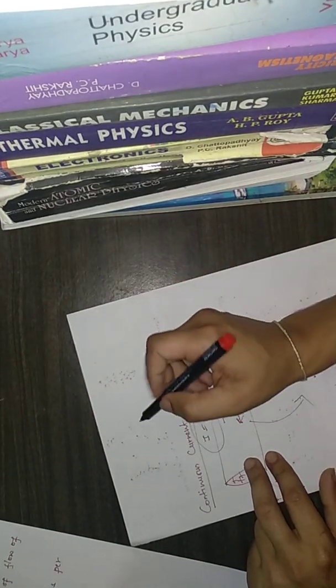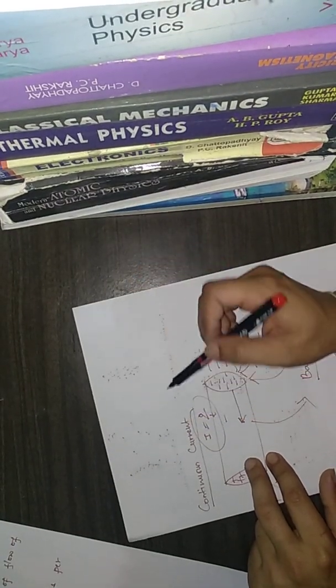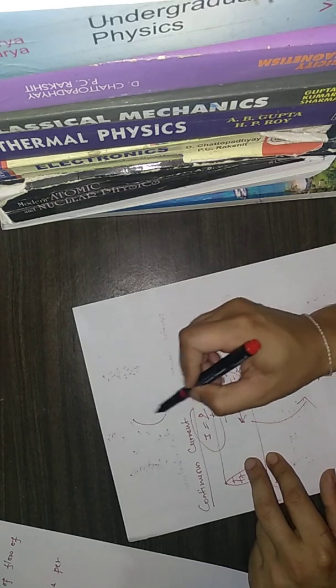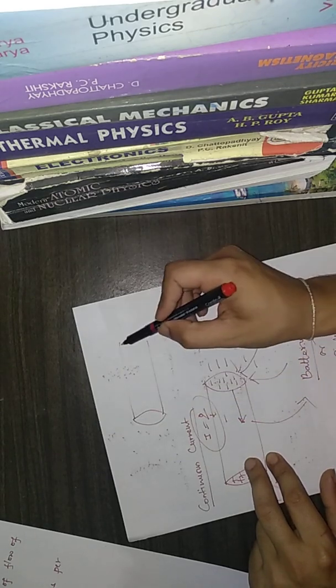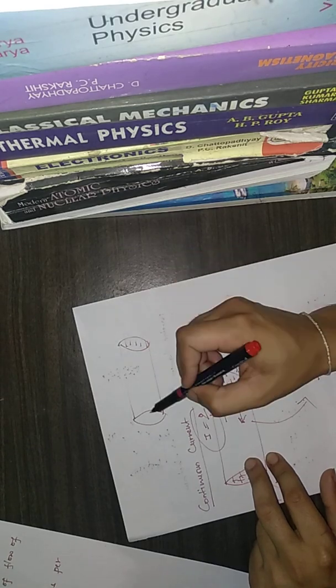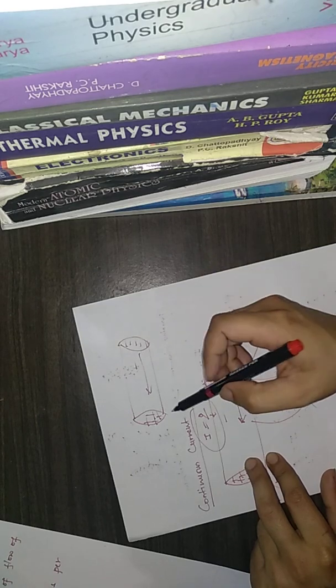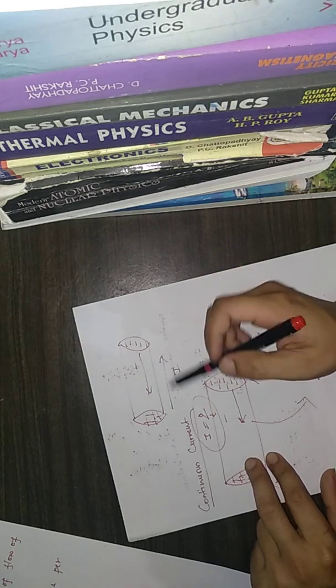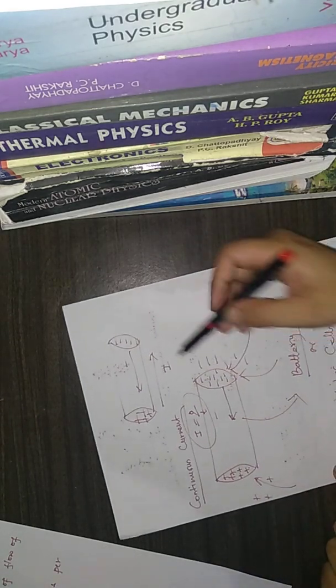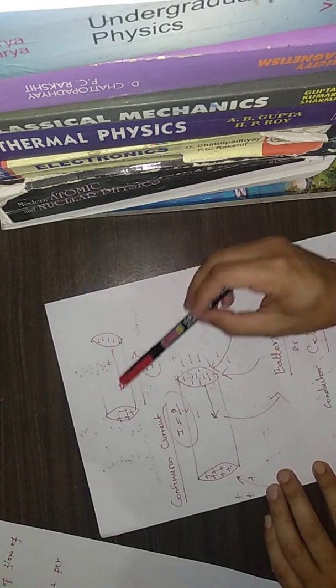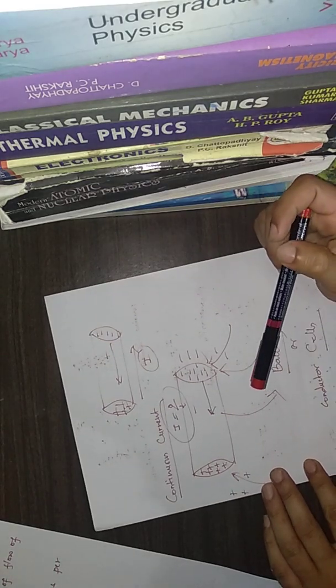So I forgot to tell you one thing: if electrons flow from negative to positive direction, then current will flow from positive to negative direction. So current is basically in the direction opposite to the direction of the electrons themselves.